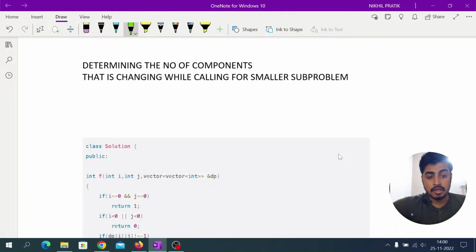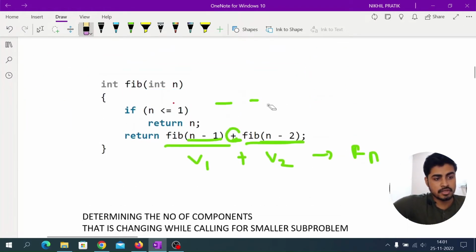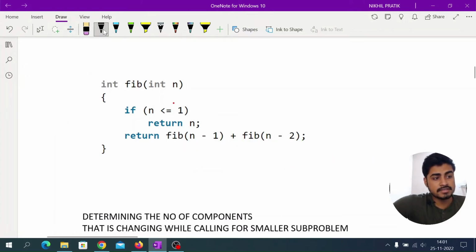So now let's see the number of components that we actually need, to frame our data structure where we want to store our recursive calls' values. The next topic, as you know, is determining the number of components. What is that actually? If I go back to the previous approach, you can see what the number of components that are getting changed here is.